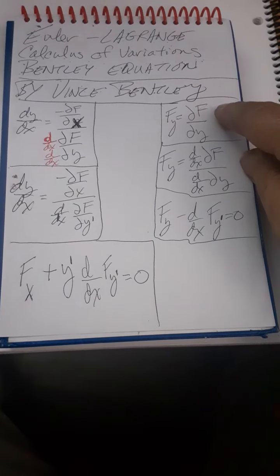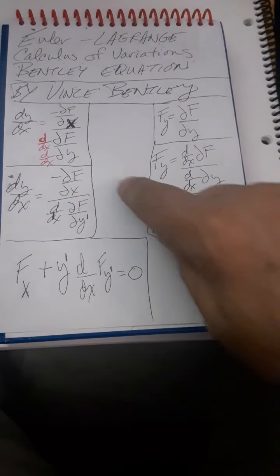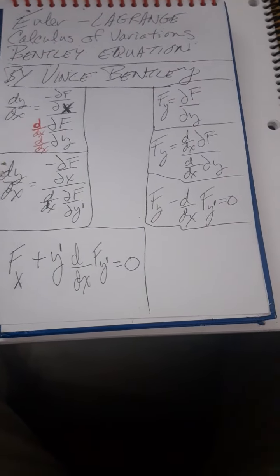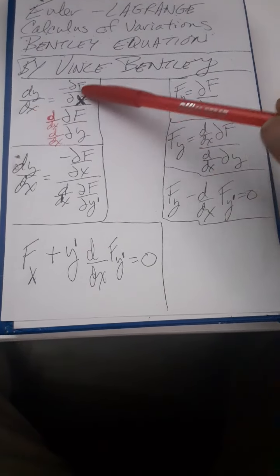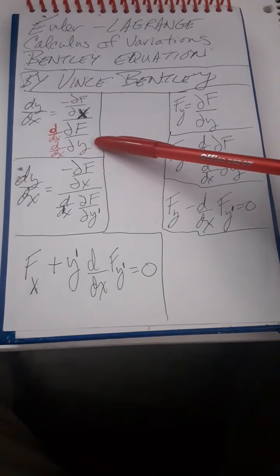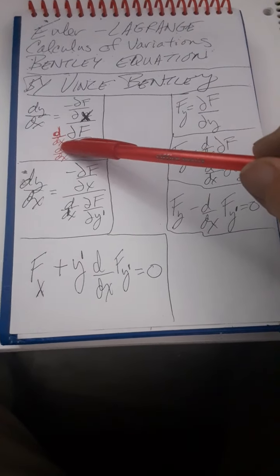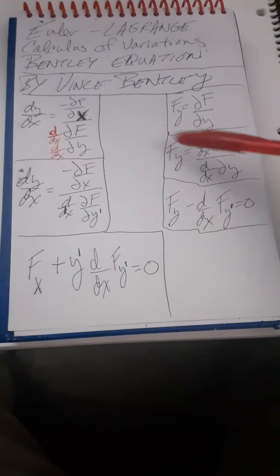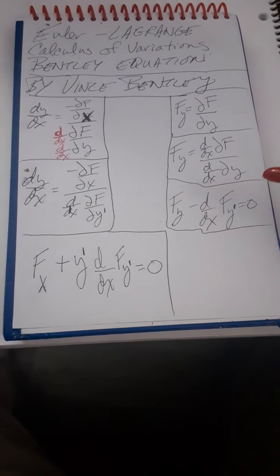Over here we're deriving the Euler-Lagrange equation. We start off with the definition of the derivative. The derivative of y with respect to x is in the form of partial derivatives. We're going to multiply by d dx on the bottom of this partial derivative, just like we did over here with this derivation of the Euler-Lagrange calculus of variations equation.